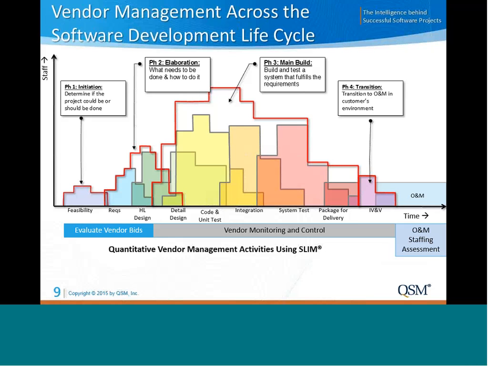So this slide here shows how we apply our solution. The first 2 phases are typically when we'll do an independent estimate and support writing the RFP and evaluation of vendor bids. Then it's usually during the construction phase that we're doing vendor monitoring and control. And then finally, in the O&M phase, we can do staffing assessments of a portfolio of projects to help provide an independent view of whether the right staffing levels are being applied, whether they're too high or too low. So now let's go into each lane of activity in more detail, and we'll start with price evaluations.